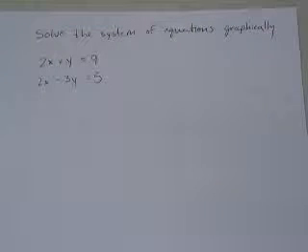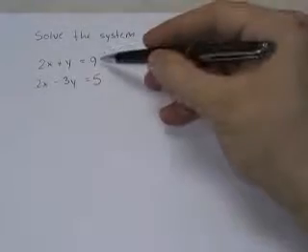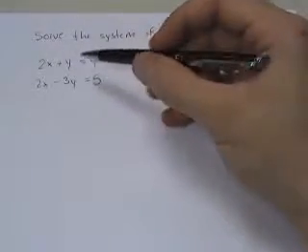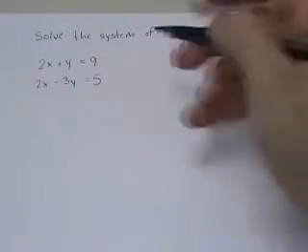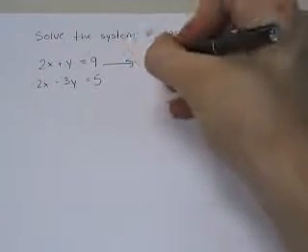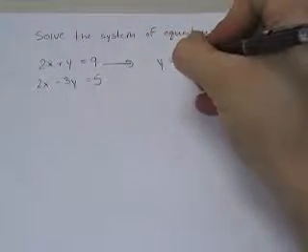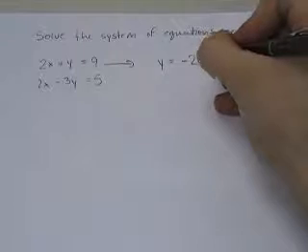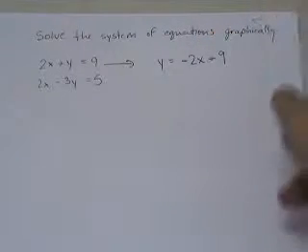Today we're asked to solve a system of equations graphically, and we're going to do this using our TI-83 calculator. The first thing we need to do is to put both equations in slope-intercept form so that we can enter them into the TI-83. The first equation is very simple, solve for y, so we're going to subtract 2x from both sides. And this equation becomes y equals negative 2x plus 9.